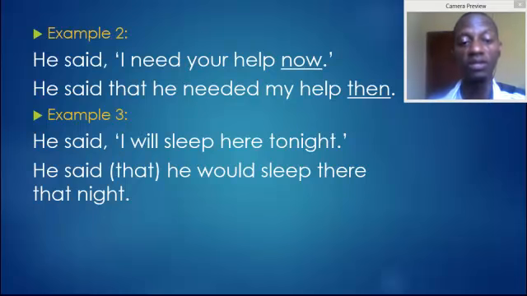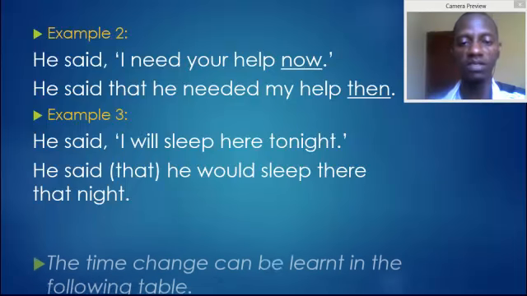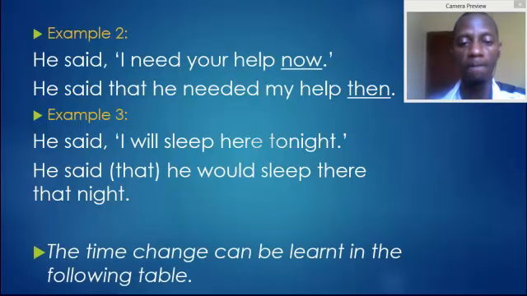Okay? We can go on and on, but let me give you a summarized table that shows you in brief all the time changes that you will come across when you are changing from direct to indirect speech. Okay, look at this table.